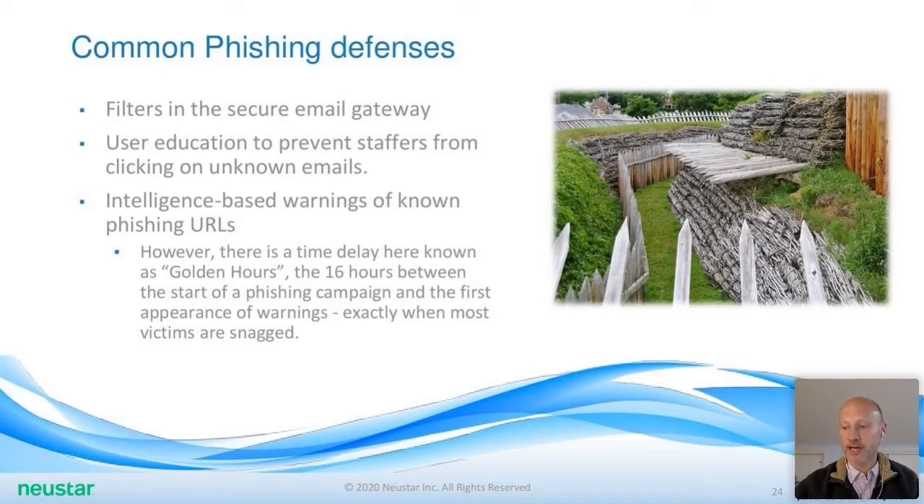Many other customers are getting threat feeds from others, not necessarily DNS threat feeds, but threat feeds of known malicious IP addresses and domains. However, there is a time gap between when something comes online and when it shows up in a threat feed. We call those golden hours. There's basically 16 or so hours between the start of a phishing campaign and when it first shows up in the first threat feeds or is flagged as malicious by existing defenses. This is really the most dangerous part of the time frame for a phishing campaign, when the most users are caught up in the web.